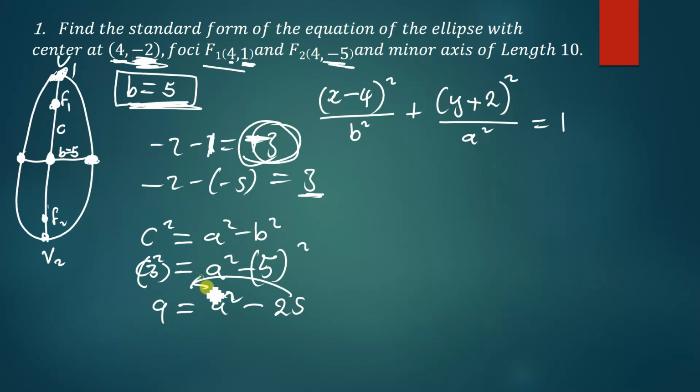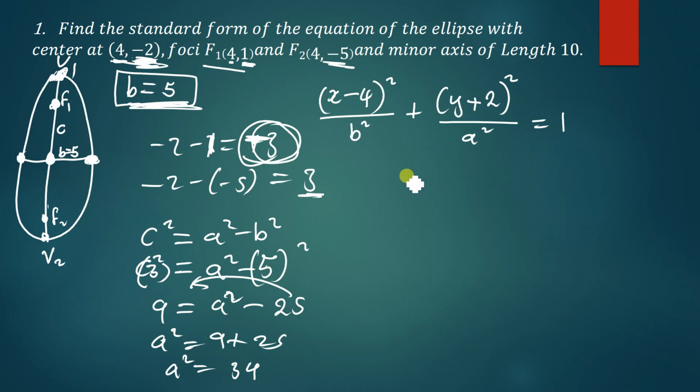So you take this to the other side of the equal sign, and you find that a squared will be 9 plus 25. So a squared gives us 34.